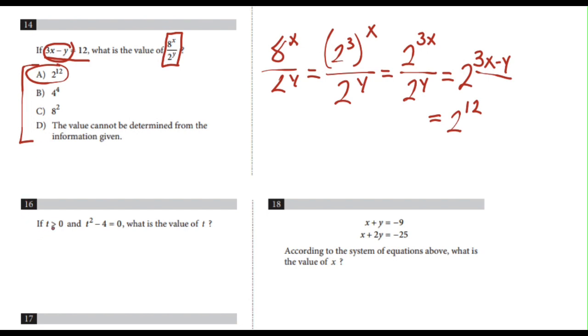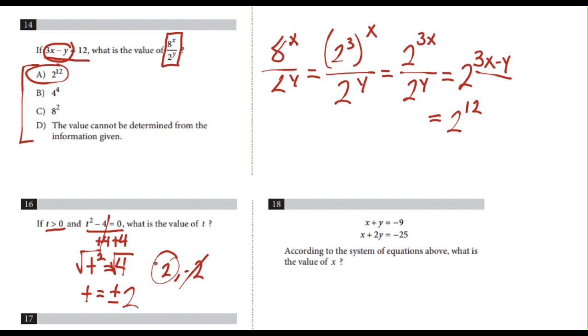Number 16. If t is greater than 0 and t squared minus 4 equals 0, what is the value of t? So we're given this equation that we can solve. First, we need to add 4 to both sides. We'll have t squared equals 4. And then in order to get t by itself, we can take the square root of both sides. The square root of t squared is t. The square root of 4 is going to be plus or minus 2. Now you have to go back to the question and see that it says t is greater than 0. So between 2 and negative 2, the only one greater than 0 is positive 2, which is going to be our answer.